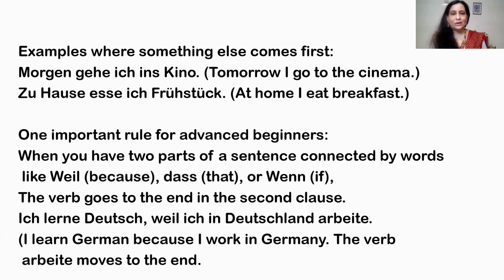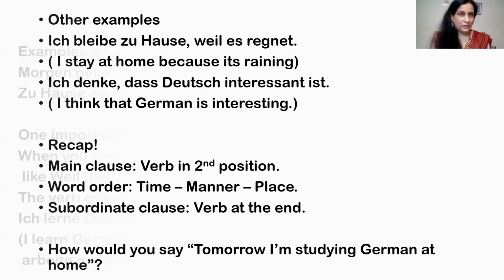Ich lerne Deutsch, weil ich in Deutschland arbeite, meaning I learn German because I work in Germany. So here in the second clause after weil, arbeite, that verb is going to the end. The verb arbeite moves to the end. In the first clause, the verb will be at the second position: Ich lerne Deutsch, lerne is at the second place. But in the second clause, the verb will move to the end. Okay, you have to understand this and keep it in mind.